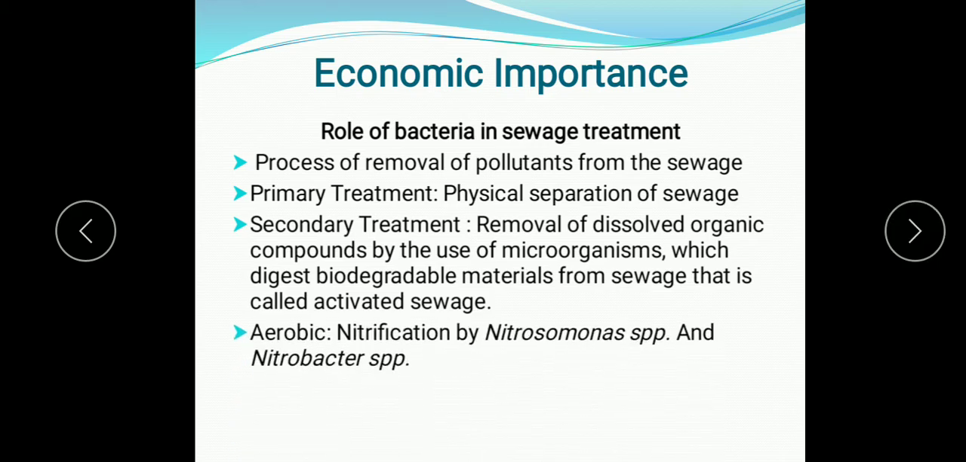and the form of sewage in which these bacteria digest the biodegradable material is known as the activated sludge. So here we call it the activated sludge. Bacteria make up about 95% of the biomass of the activated sludge, and two types of microbial processes take place in the decomposition of organic matter. So this activated sludge we get after the secondary treatment is made up of 95% bacteria.